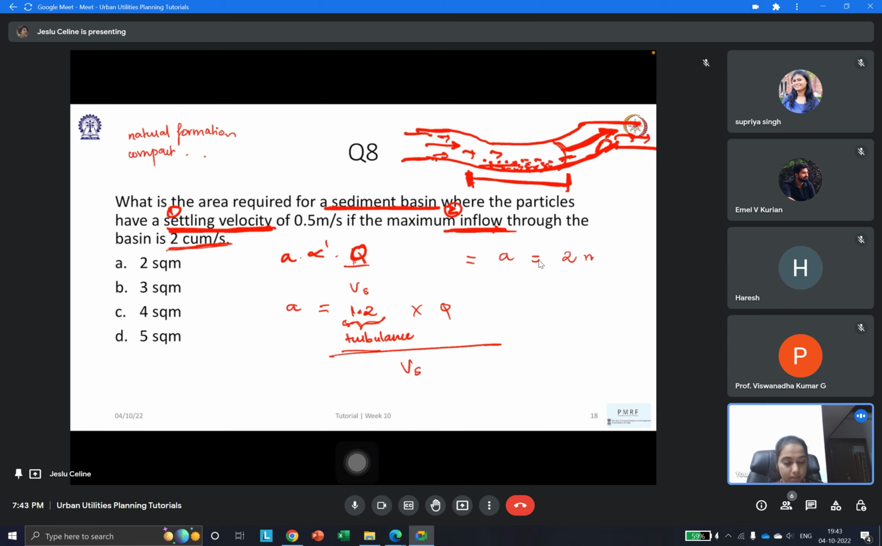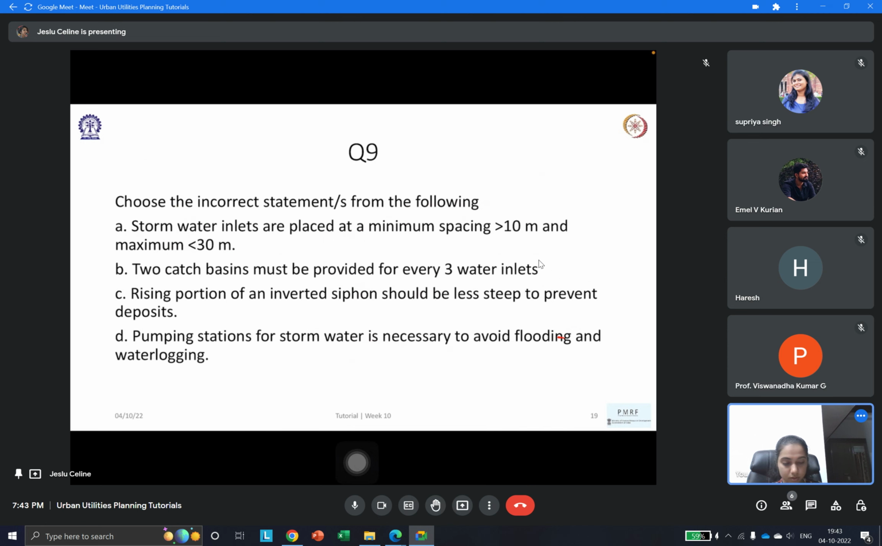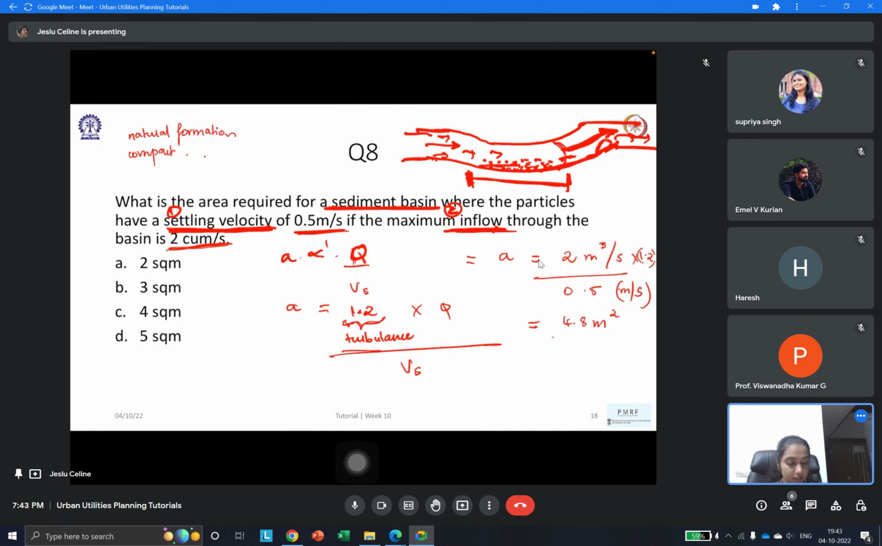So 2 meter cube per second divided by, into 1.2, I'm just writing the factor over here, the adjustment factor for turbulence. And the settling velocity is 0.5 meter per second. So what does this work out to? 4.8 meters square. This is meter per second, and this is meter cube per second, so finally it will be meter square. So this is the answer.